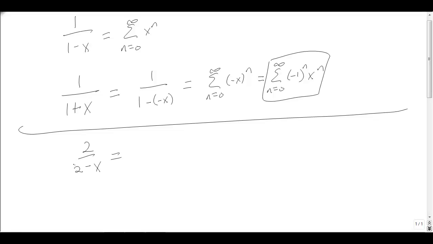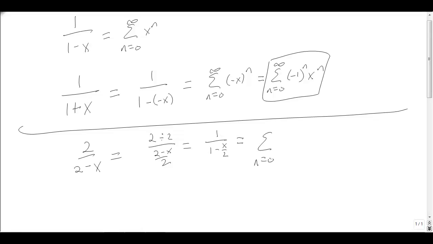So I'm going to take 2 over 2 minus x, and write that as 1 over 1 minus something. That's my goal. So I've got this 2 in the denominator. I need to get rid of that. So what I'm going to do is divide the top and bottom by 2. So I'm going to get 2 divided by 2 over 2 minus x over 2. So 2 divided by 2 is 1. 2 minus x, over 2, is 1 minus x over 2. Well, that's fortunate here because what we get is 1 over 1 minus something. That something is x over 2.